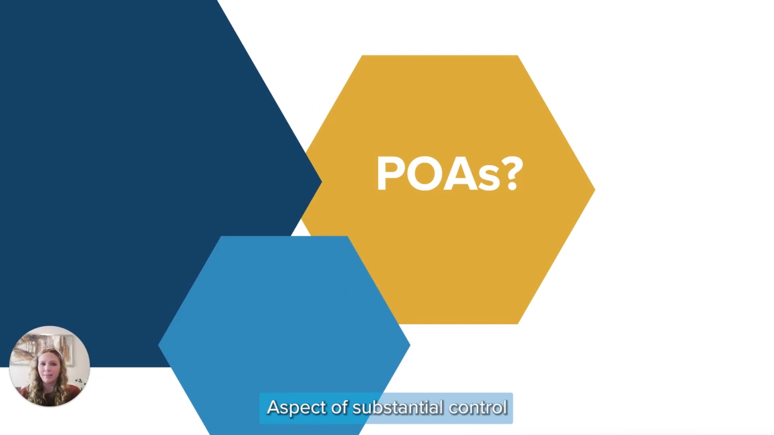An often overlooked aspect of substantial control involves considering those holding a power of attorney, or a POA. These individuals may not have a formal title or position within the company, but can make decisions on behalf of the company because of its relation to an owner. Their decision-making capabilities can equate to those of a beneficial owner.